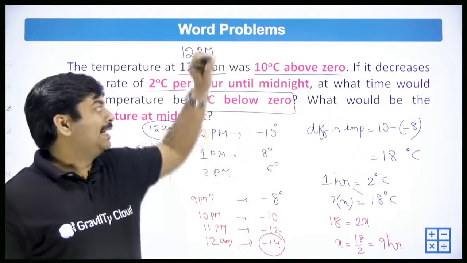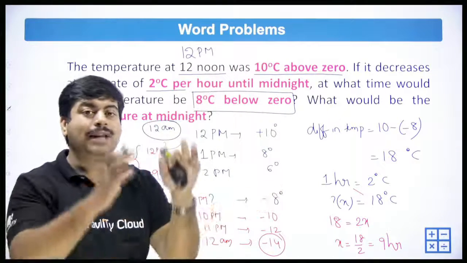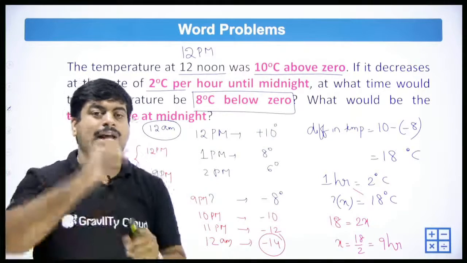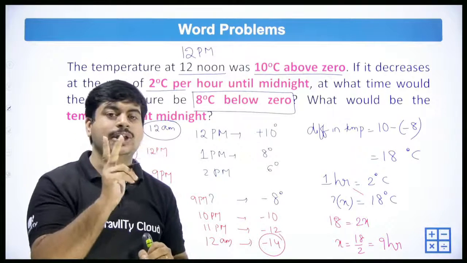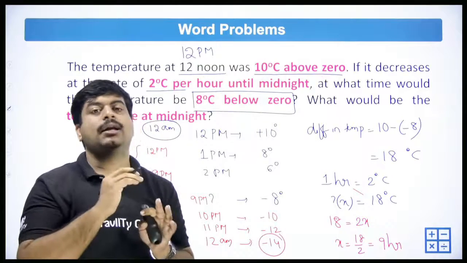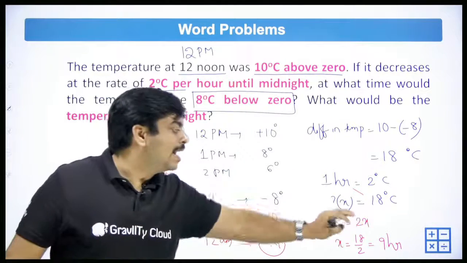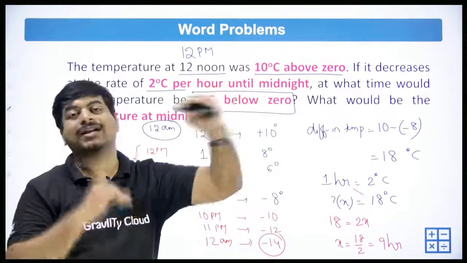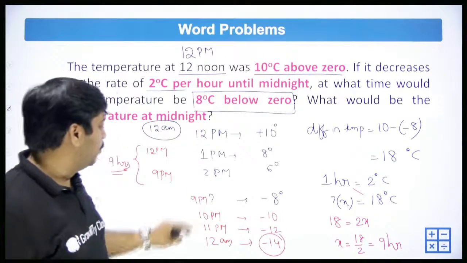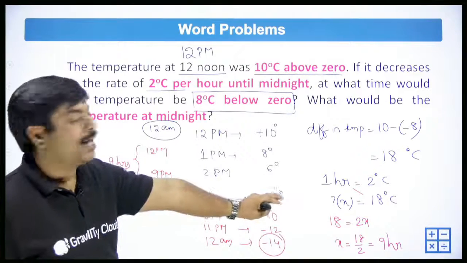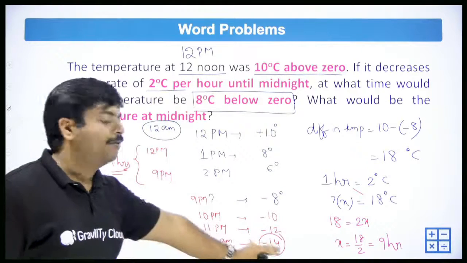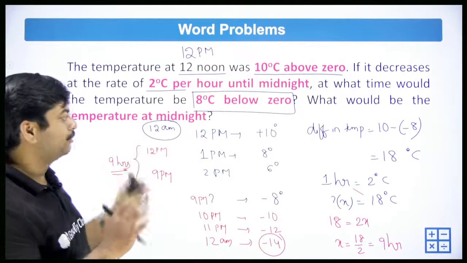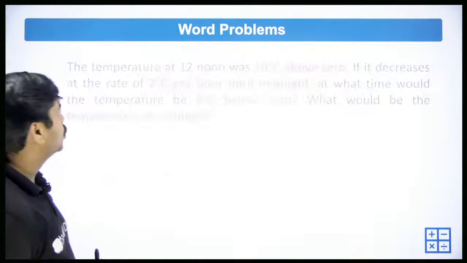Right? From 10 to minus 8, you are having a total of 18 degrees Celsius as the difference in temperature. For every 1 hour, you have 2 degrees Celsius down. So for 18 degrees, you need 9 hours of time. Starting from 12 p.m. to 9 p.m., you're having 9 hours, right? So you'll be at minus 8 at 9 p.m., and at midnight at 12 a.m. you'll be having minus 14 degrees Celsius. Understand? Easy question. So let's move to one more question.